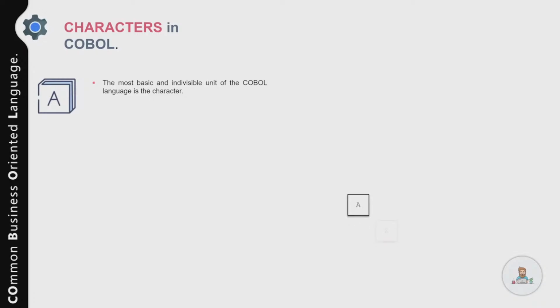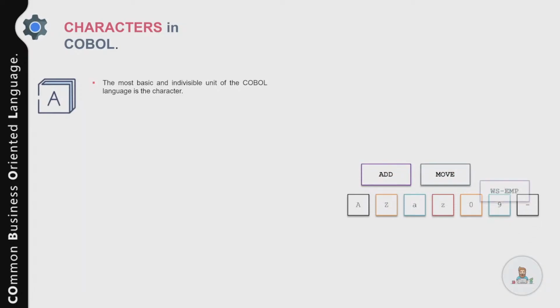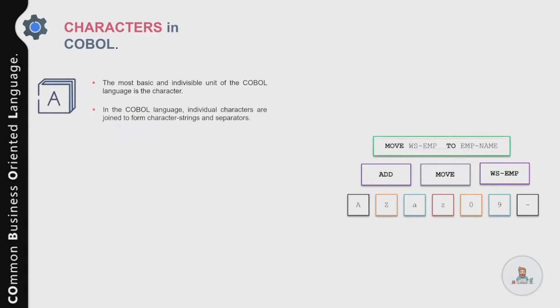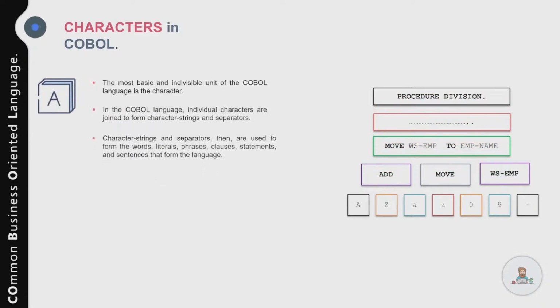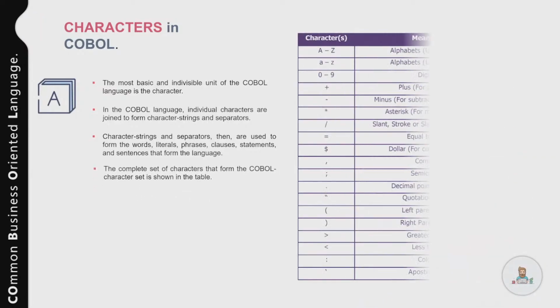So let's get started. The most basic and indivisible unit of the COBOL language is the character. The basic character set includes the letters of the Latin alphabet, digits, and special characters. In the COBOL language, individual characters are joined to form character strings and separators. Character strings and separators then are used to form the words, literals, phrases, clauses, statements, and the sentences that form the language.